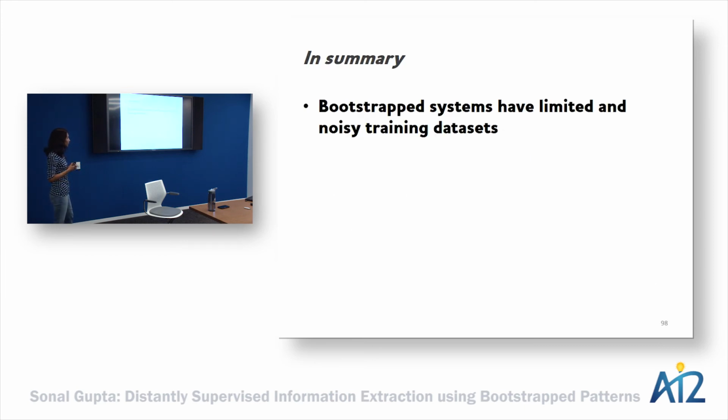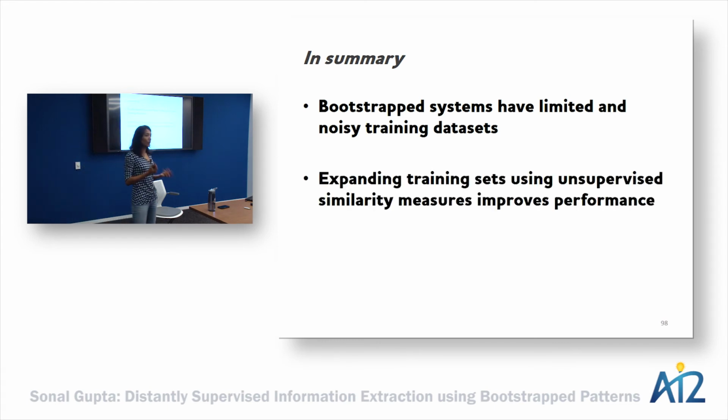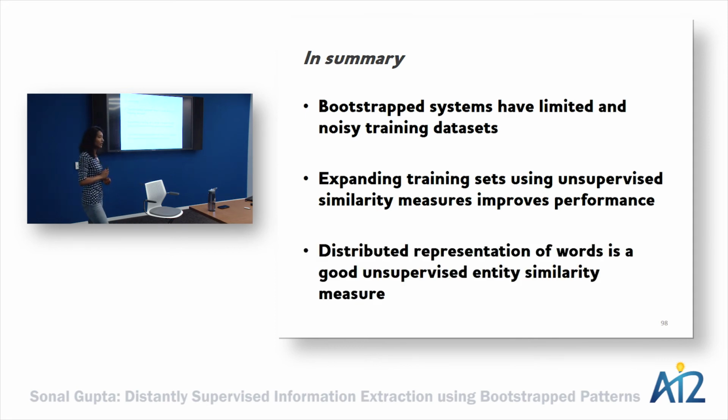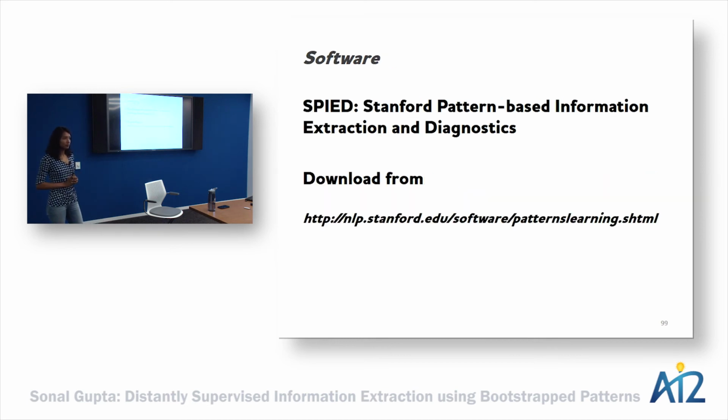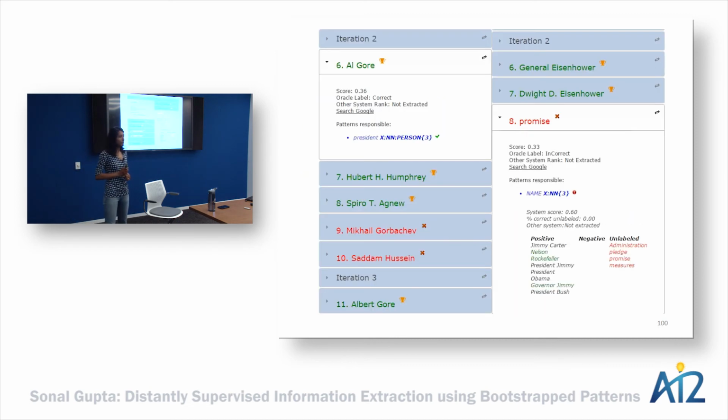So in summary, bootstrapped systems have limited and noisy training data sets, but we can improve those training data sets by expanding the current one using unsupervised similarity measures, and distributed representations of words are a pretty good similarity measure to do that. I have SPIED, which we call Stanford Pattern-based Information Extraction and Diagnostics, available as part of Stanford CoreNLP, so you can download the system and run it on your data set.